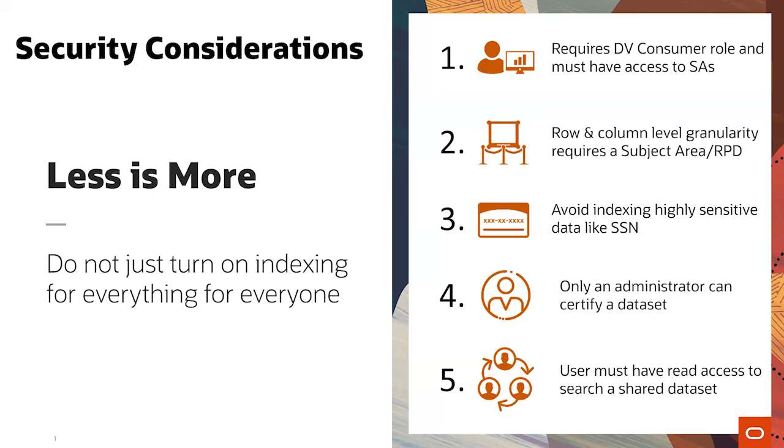So be very careful to only index things that you know people are interested in, certainly from a natural language perspective. Now, from a more functional or role permission perspective, in order to search, your users need to at least have what we call the DV consumer role in the system, and they must also have access to the subject area. If you've created a subject area but haven't given a specific user access to it, they won't be able to see or search for that data.